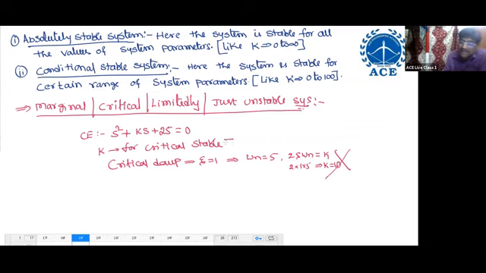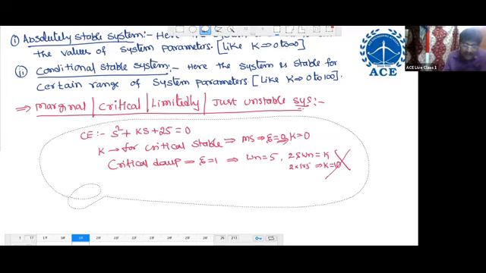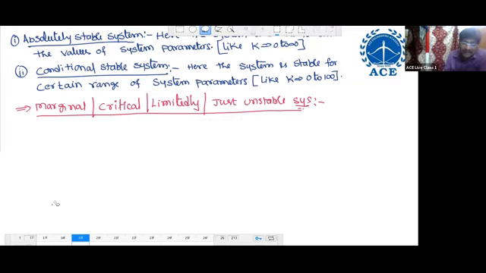Critical stable means marginal stable. Marginal stable means an undamped system, zeta 0, which means k is 0. The answer is 0. So be careful whenever they ask about critically stable and critical damped. Read the question very carefully. Critical stable means it is a marginal stable system.